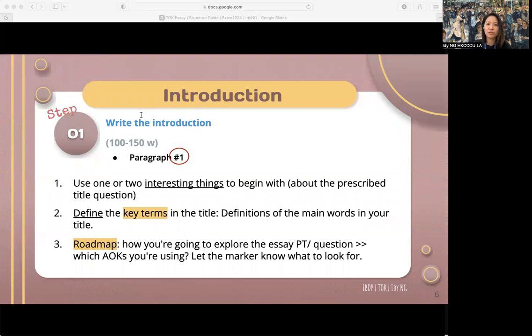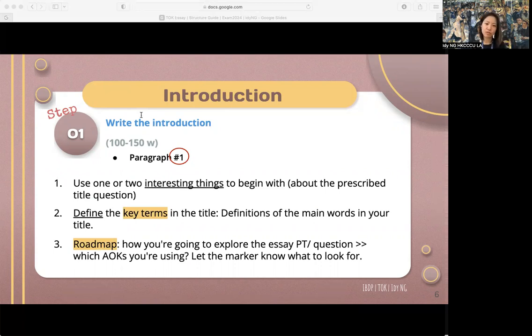First, write down your introduction in 100 to 150 words. You don't have to write a lot because this is only the introduction. But of course, if you have a very interesting, impressive, and strong introduction, that will help a lot. Say 1 or 2 interesting things about the prescribed title. This shows the markers right away that you know what the question is asking, and you show your understanding of the title.